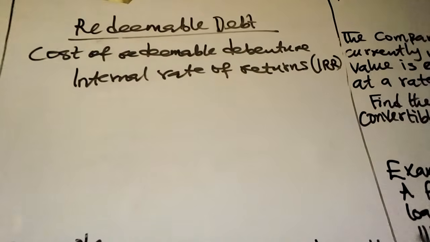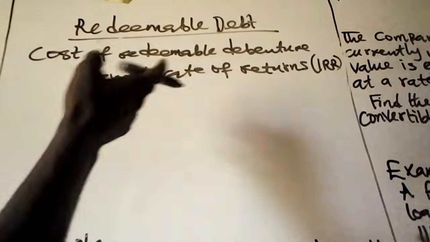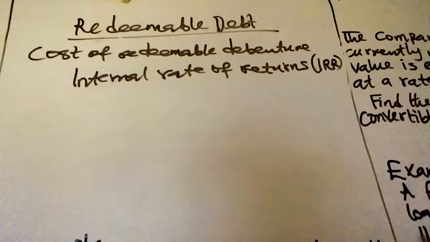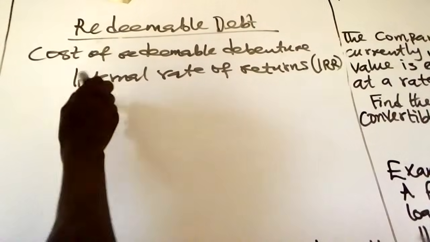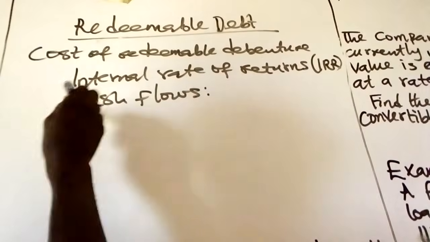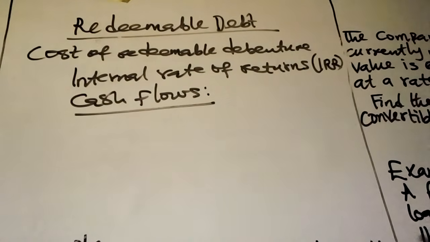Whenever you have to calculate the cost of a redeemable debt, loans or debenture, to calculate IRR, you will need two costs of capital and two net present values. Before you can even calculate the net present value, you will need the cash flows. The following are the cash flows you will require for the calculation of the cost of a redeemable debt.